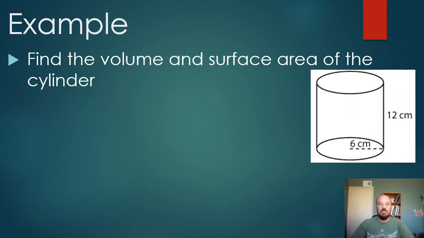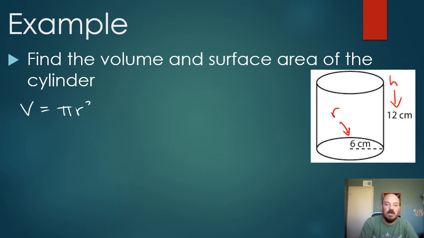So let's wrap it up with one last example. Let's find the volume and the surface area of this cylinder. And when you look at the cylinder, you notice I gave you exactly what you need. The height is 12, and the radius is 6. Those are the only two things you need. So let's use our formulas.